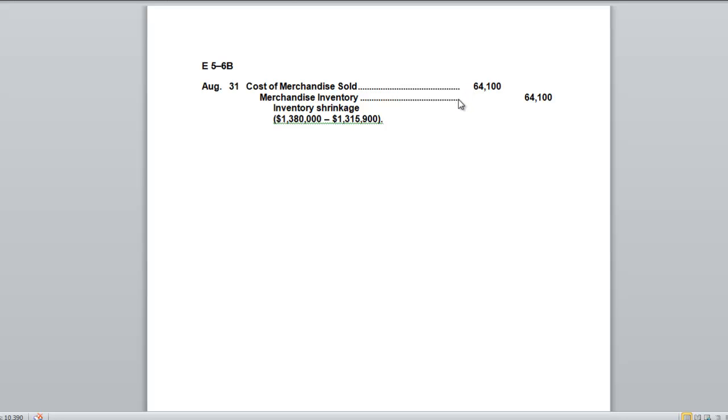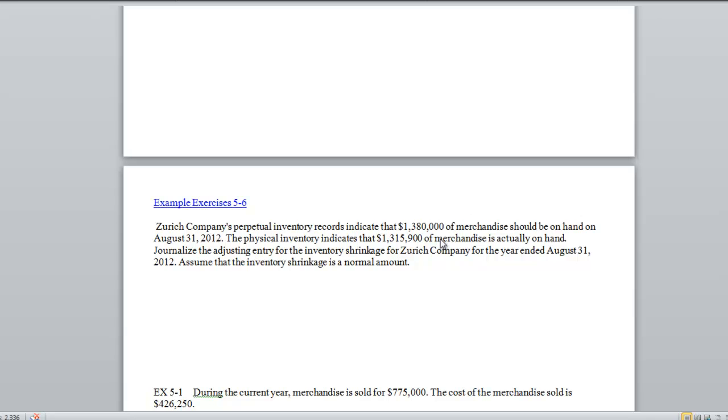If we go back to the problem, let's see what it says. It says here that the inventory shrinkage is a normal amount. Now, if it had not been a normal amount, if it had been unusually large, it might have been disclosed separately on the income statement. In this case, it was not, so we can just leave it as part of cost of goods sold.